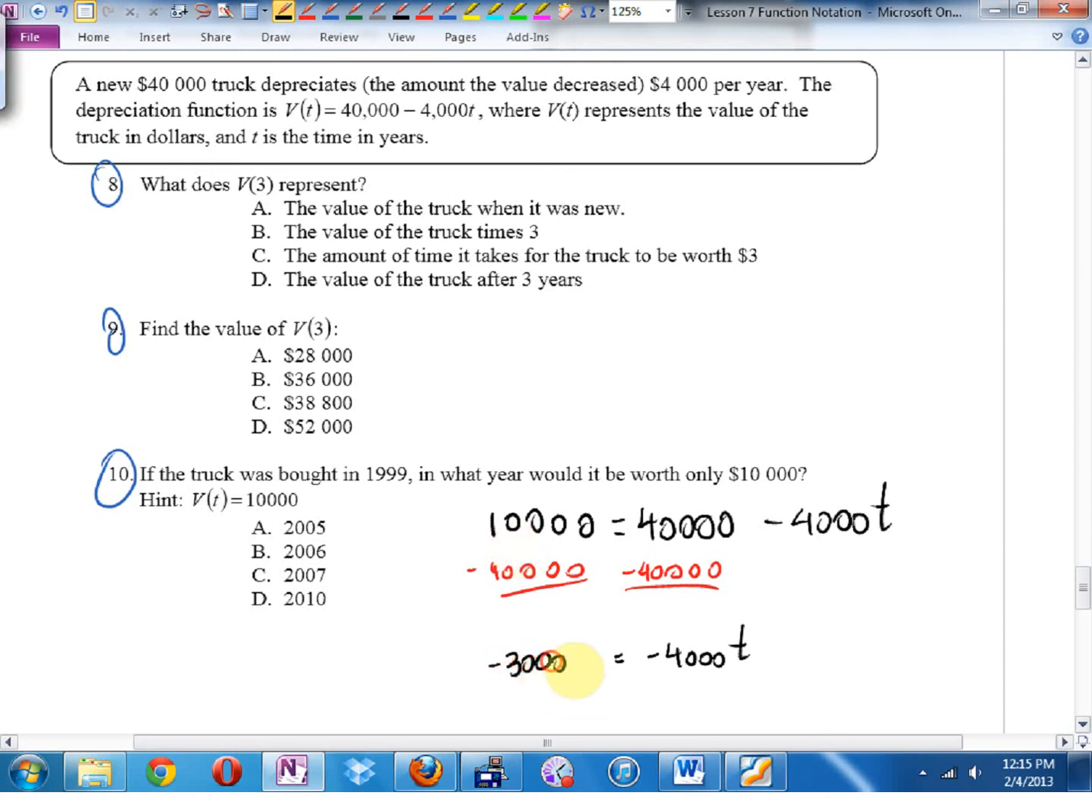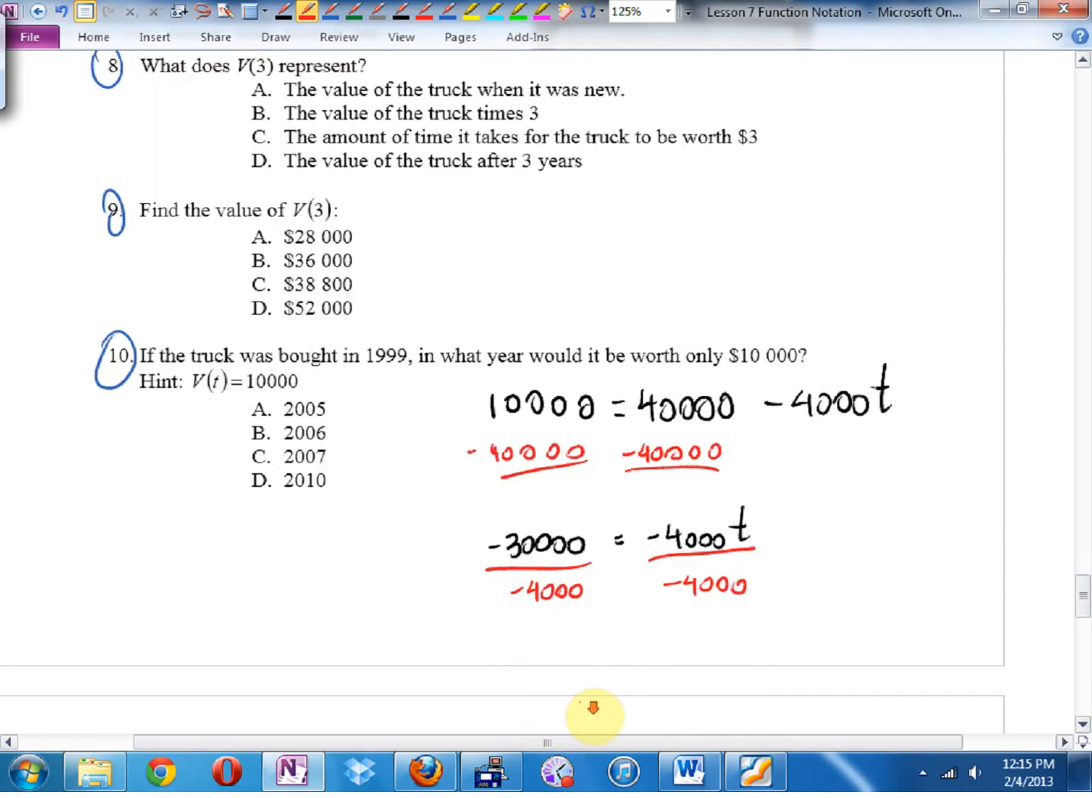Ben, how would I get the T by itself now? Divide by the negative 4,000. Darn right. In fact, that's what T is going to equal. T is going to equal whatever negative 30,000 divided by negative 40,000 is. Well, let's see.